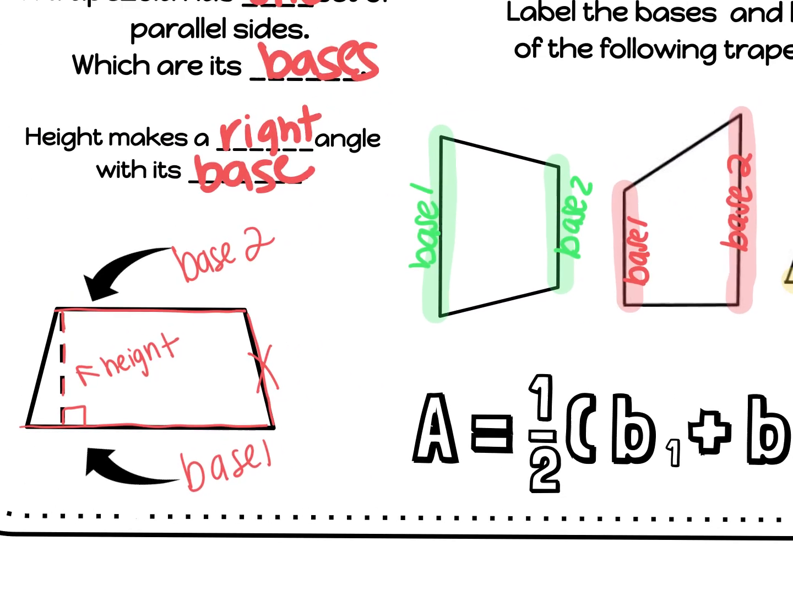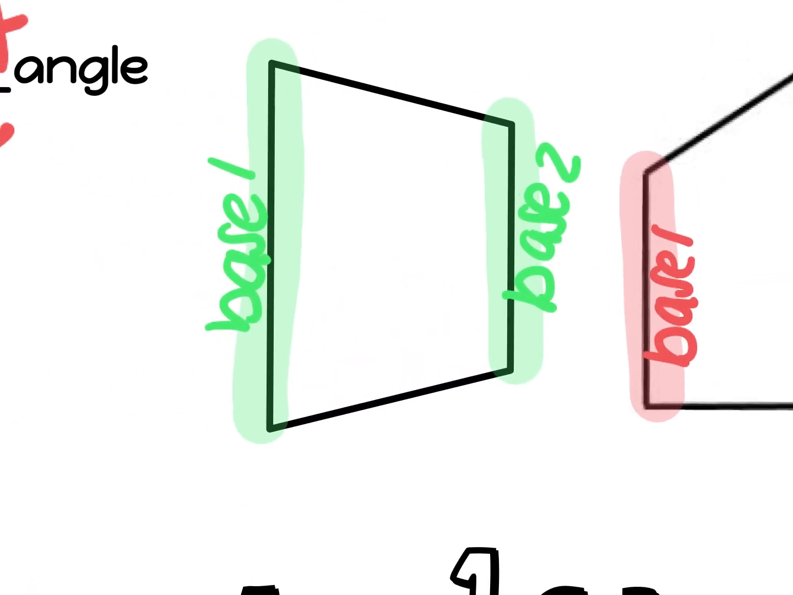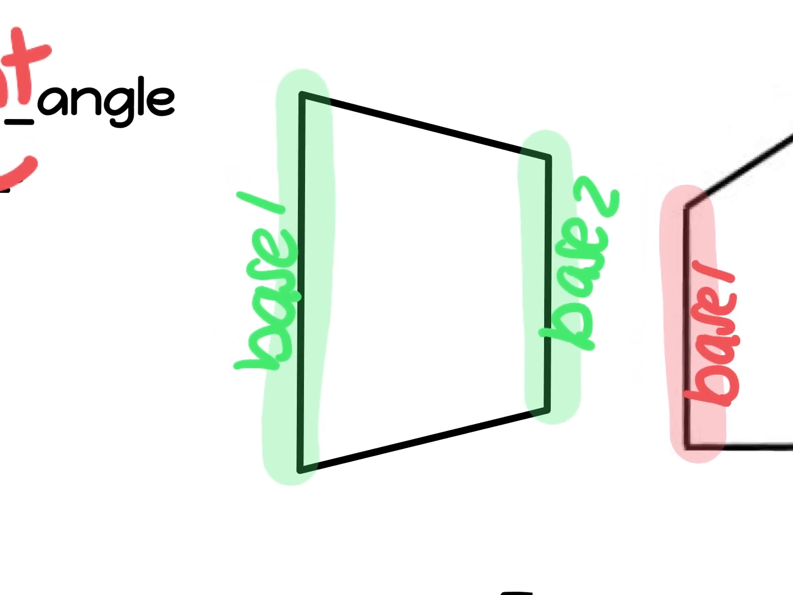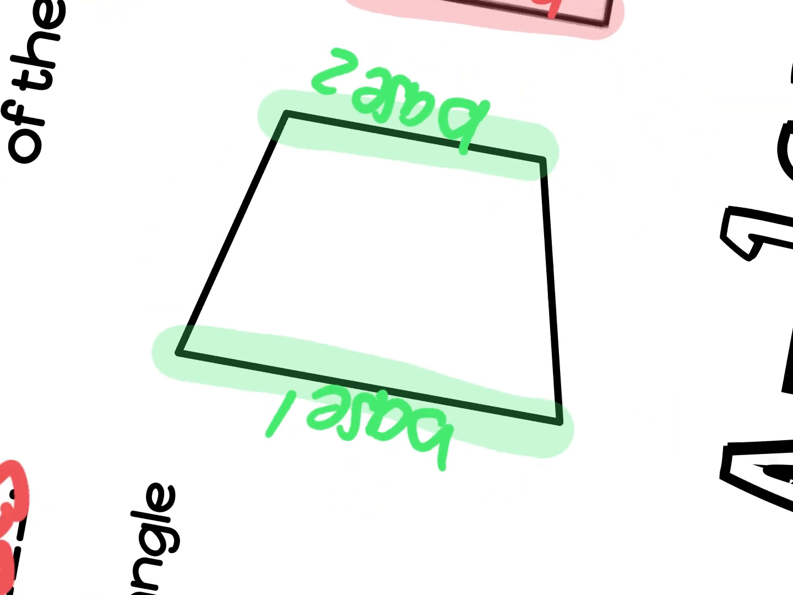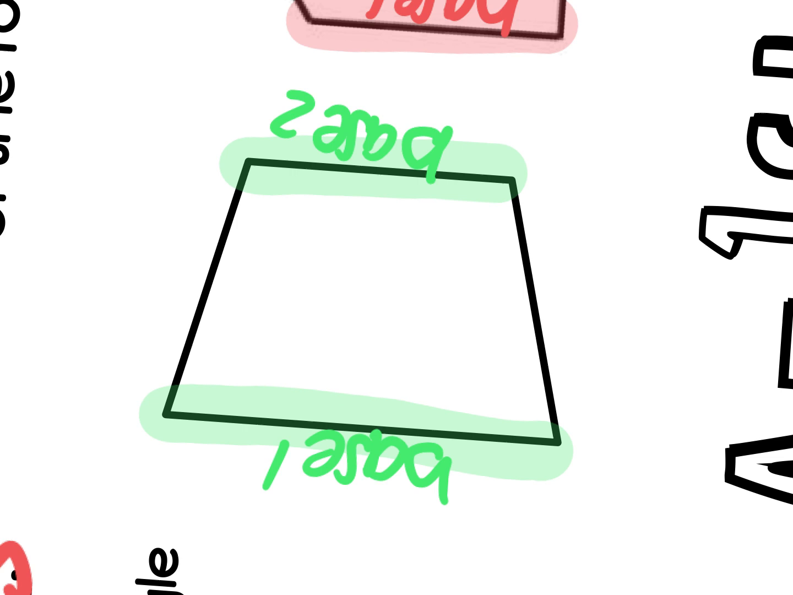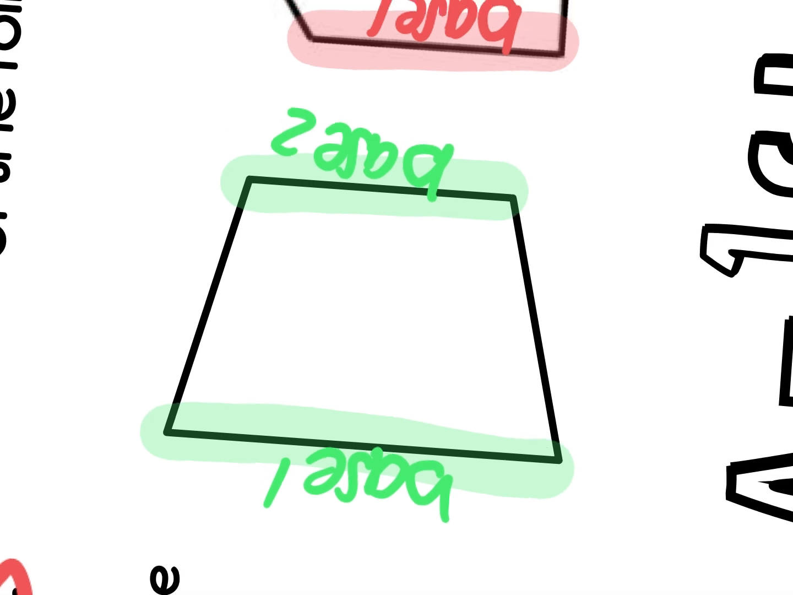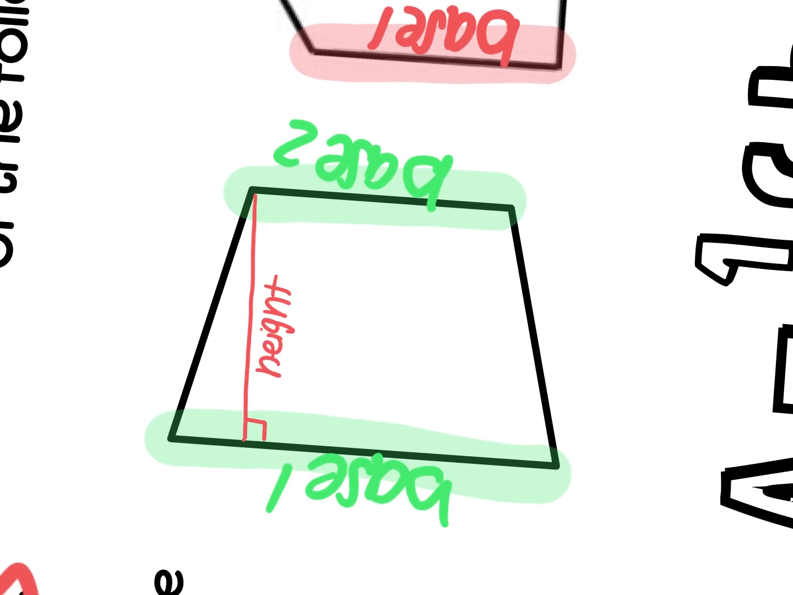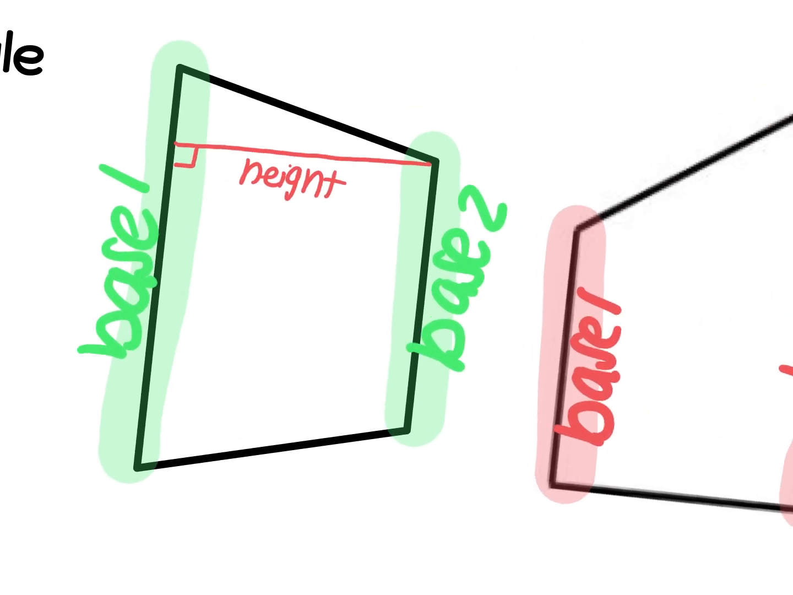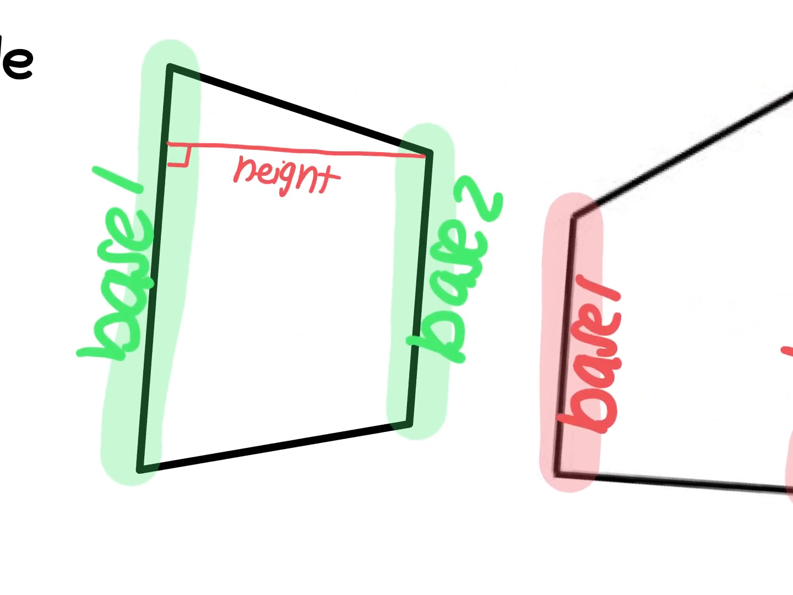If I go look at this right here, I'm going to turn this around so you can see it. If I look at it this way, those are still my bases, but the height would actually be right here. So I turned it around. You don't have to turn it around. I'll turn it back around. That's actually the height of that trapezoid.